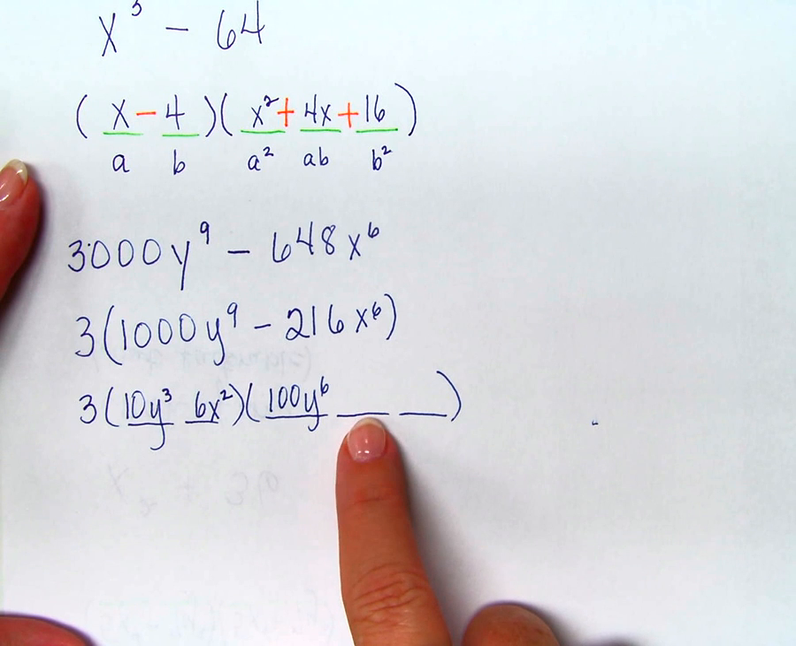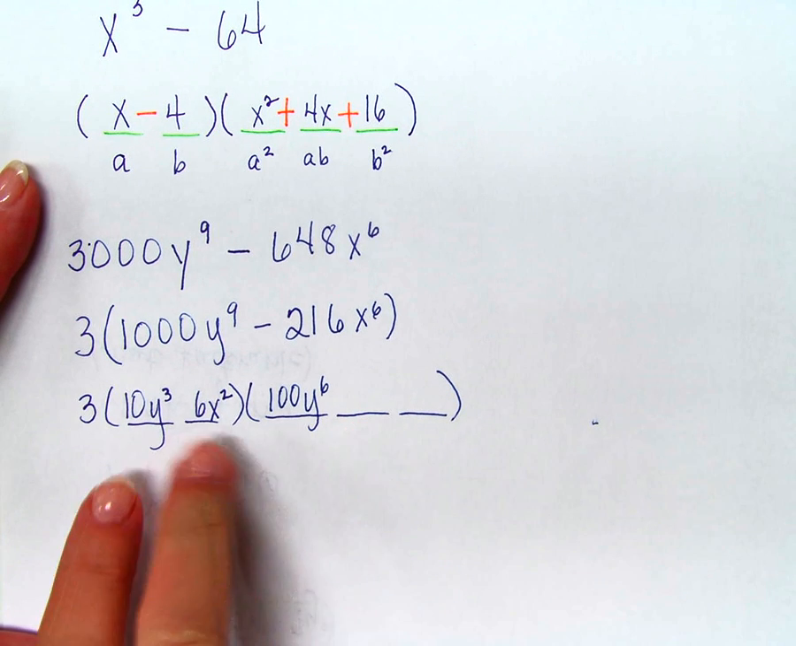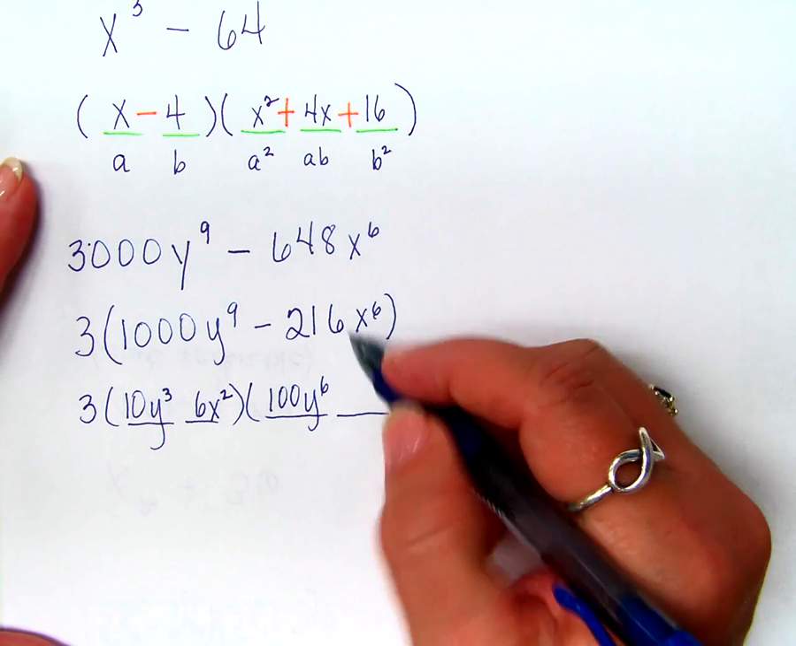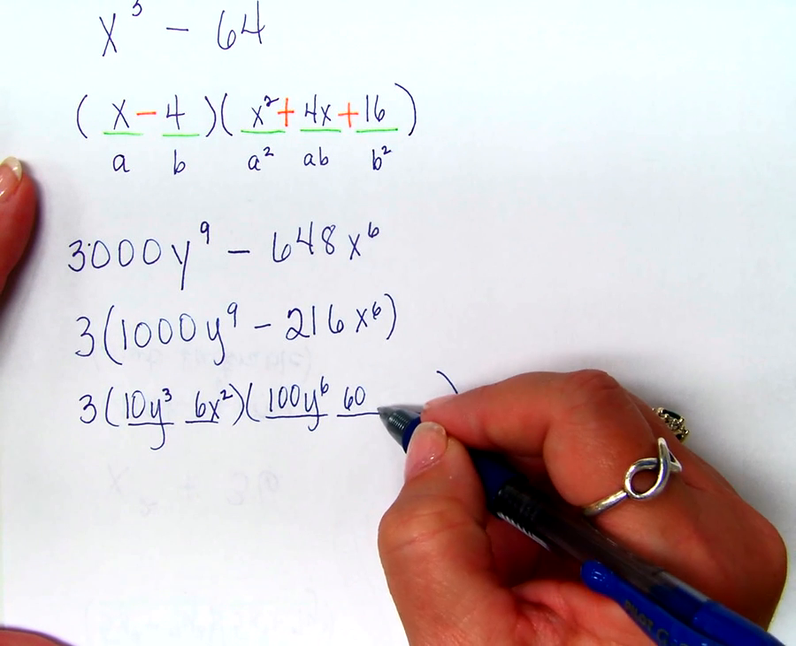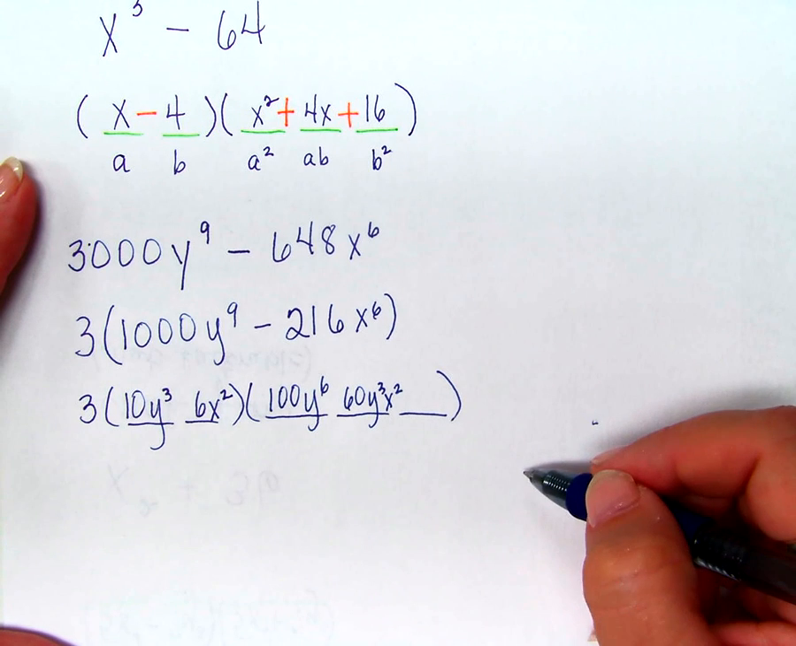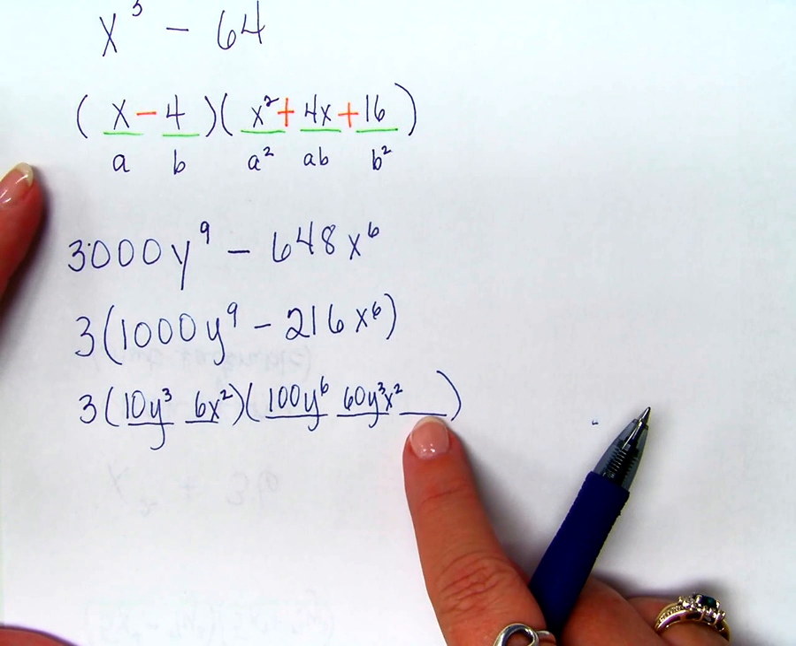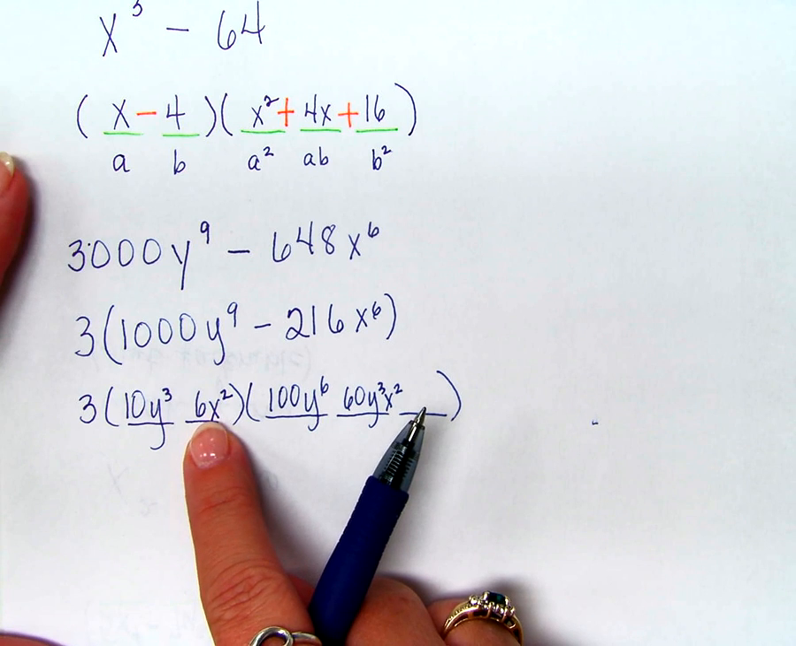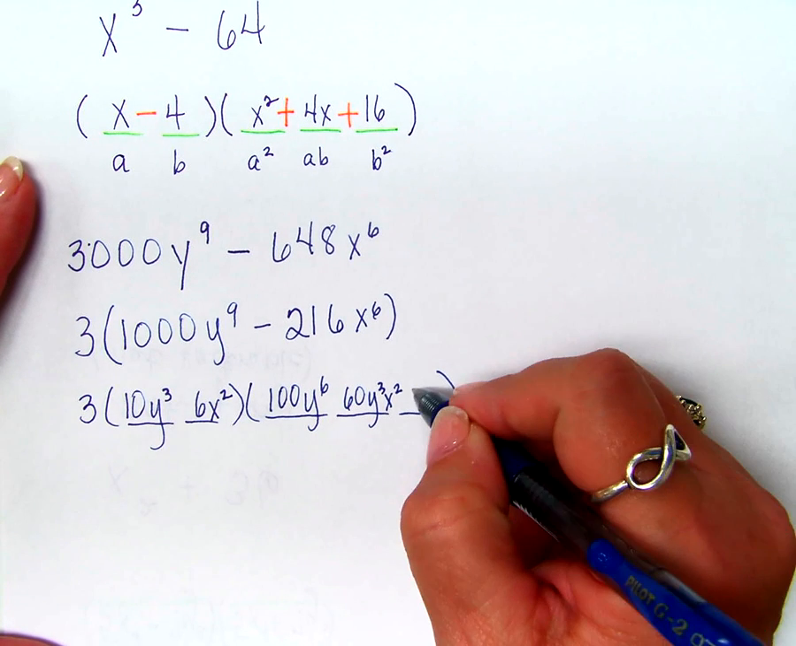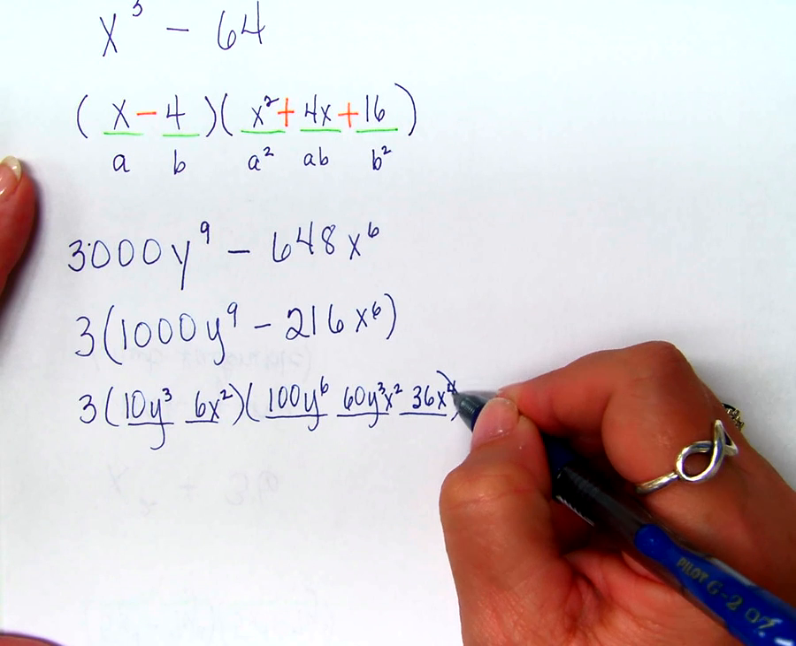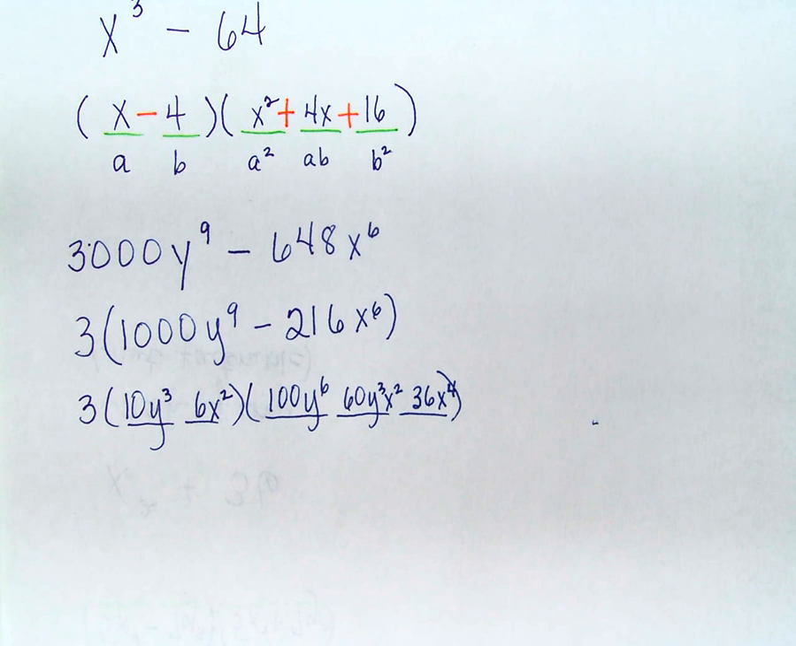How do I get the middle term? A times B. What's 10 times 6? 60. 60 y to the 3rd x squared. And how do I get the last term? I multiply this one times itself, right? I square this last term. So 36 x to the 4th. Good.